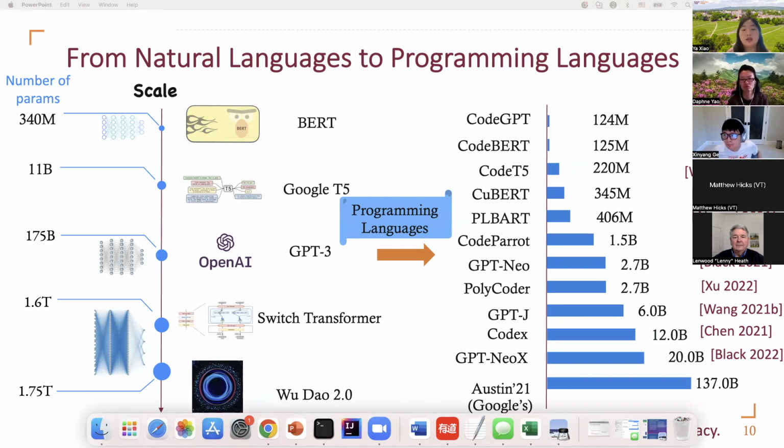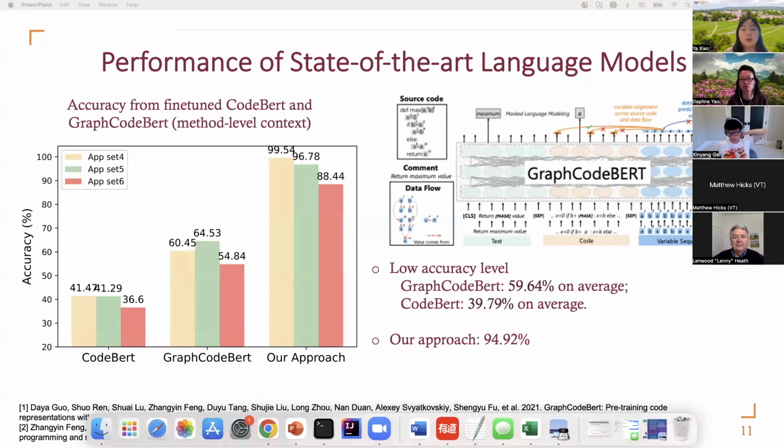However, increasing the scale is not a panacea, especially for tasks with special requirements on security and accuracy. This is also verified by our experiment. We fine-tuned two state-of-the-art language models, CodeBERT and GraphCodeBERT, published by Microsoft. They take source code as input. The difference is that GraphCodeBERT appends extra data flow information to the source code input. And the two language models only achieve relatively low accuracies, less than 60%.